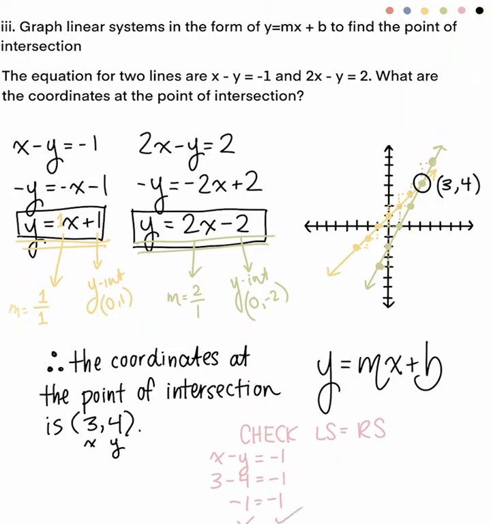Let's substitute it into our second equation, which was 2x minus y equals 2. My x value is 3, and my y value is 4. 2 times 3 is 6, minus 4 equals 2, and 6 minus 4 is 2, so left side equals right side.